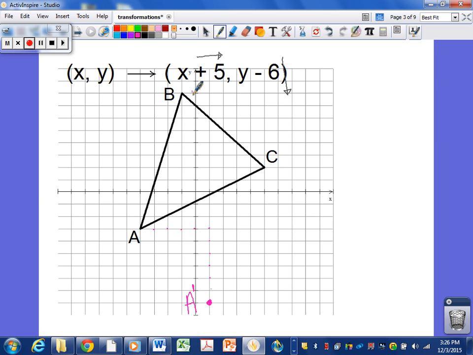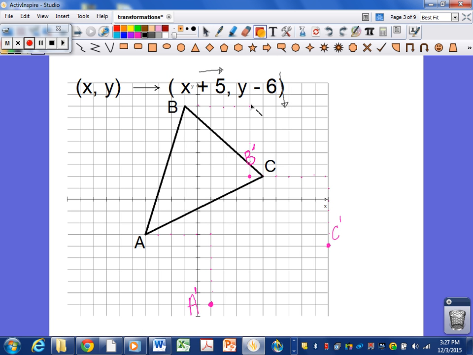Same thing with B. 1, 2, 3, 4, 5 units right. 1, 2, 3, 4, 5, 6 units down. B prime. Okay, that's how we write a translation's point. We're taking B and we're moving it to something else, so the prime indicates it's been changed somehow. C, 5 units right. 1, 2, 3, 4, 5. 6 units down. 2, 3, 4, 5, 6. And here's where we're going to end up with C prime.